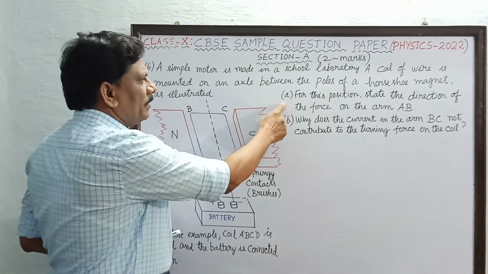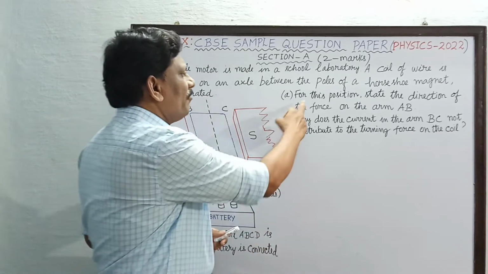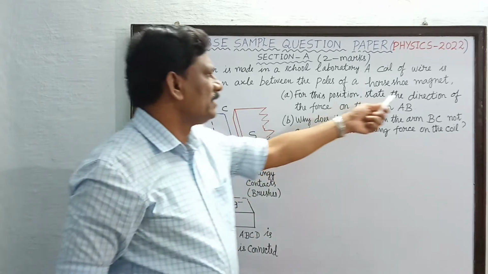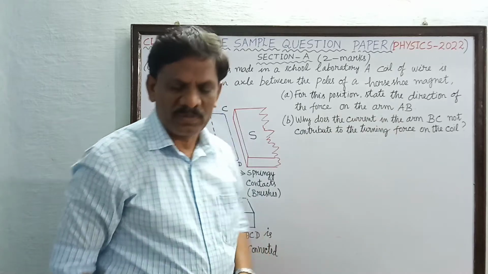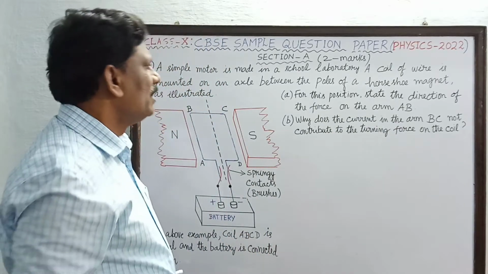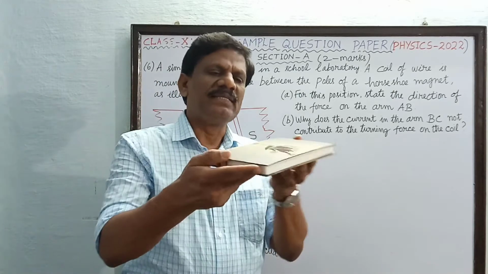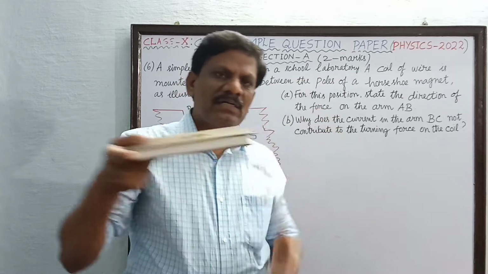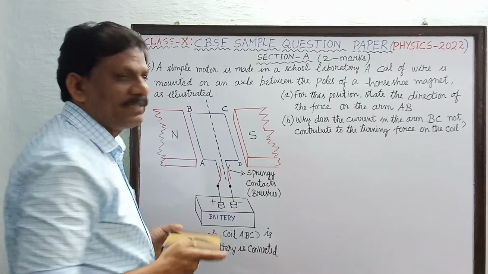Now, subdivision A of this question number 6 is, for this position, state the direction of the force on the arm AB. We have to first find the direction of the force. So let us imagine this is a rectangular coil, mounted between the poles of the horseshoe magnet.